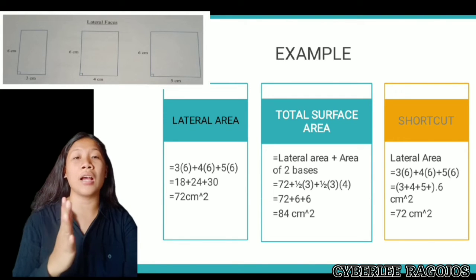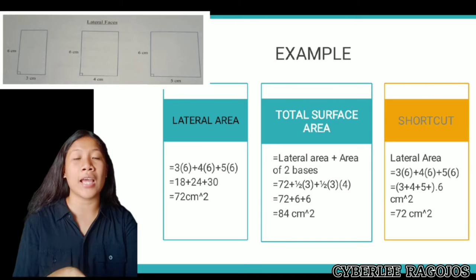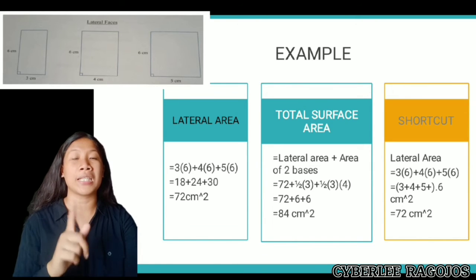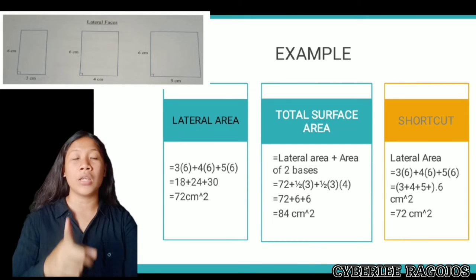Ganun din dun sa kabila. So, kaya nakuha natin yung 6 and 6. So, 72 plus 6 plus 6 is equals to 84 cm squared.